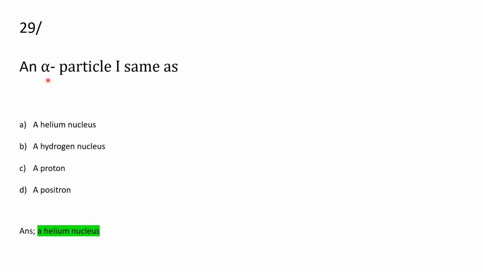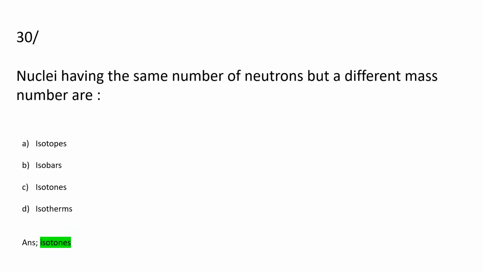Then an alpha particle is the same as, sorry, this is a typing mistake, and the options are a helium nucleus, a hydrogen nucleus, a proton and a positron. And we all know that an alpha particle is equal to a helium nucleus.